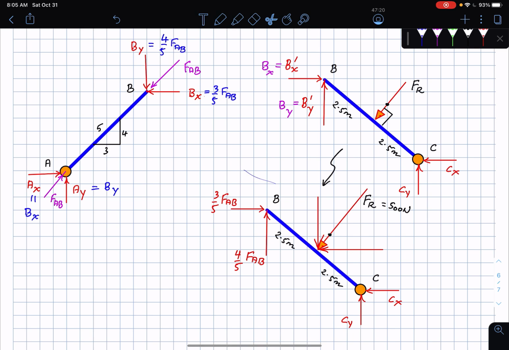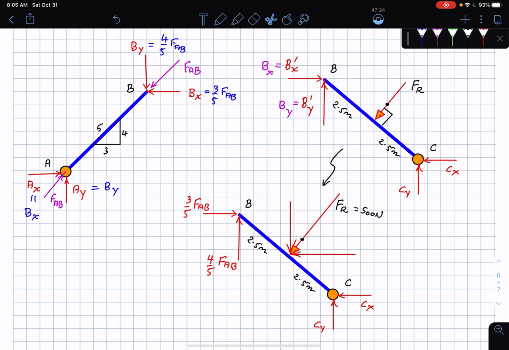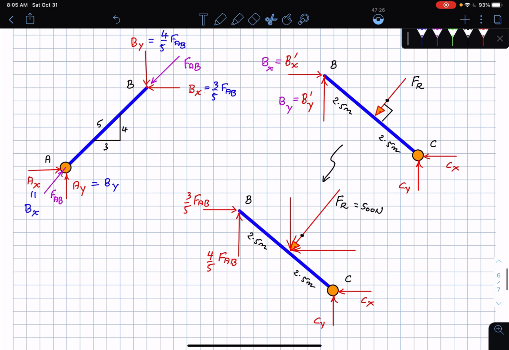Let me move this further away from the action there. Then I have the slope triangle of 3, 4 and 5, which is now going to be flipped as 4, 3 and 5. So this is going to be 3, this is going to be 4, and then that's going to be 5, because of the same slope triangle right down here. So in that case this is going to be 400 newtons, and this is going to be 300 newtons.